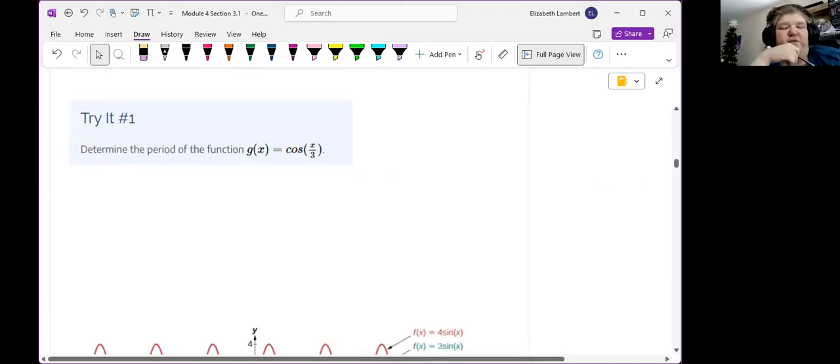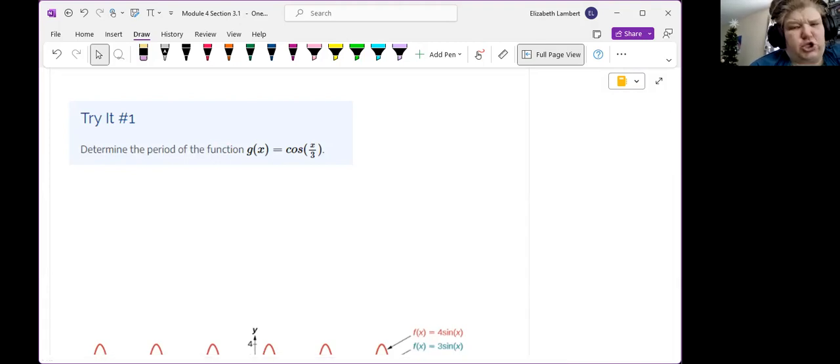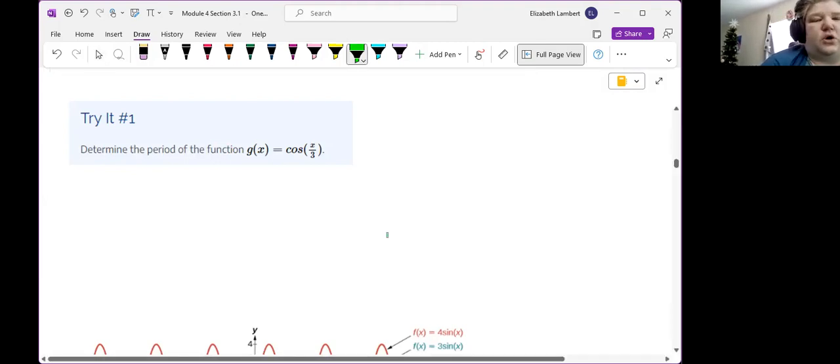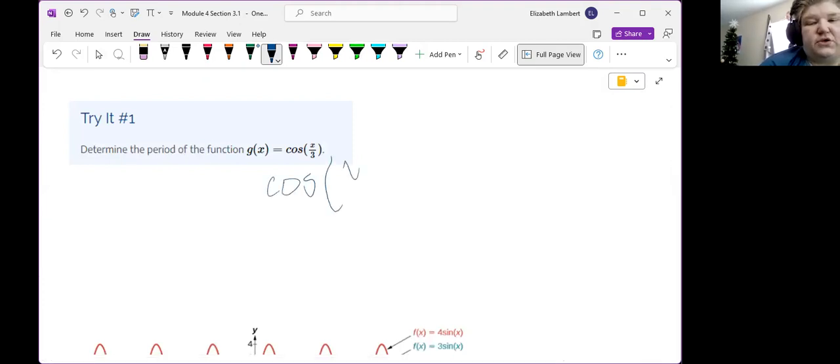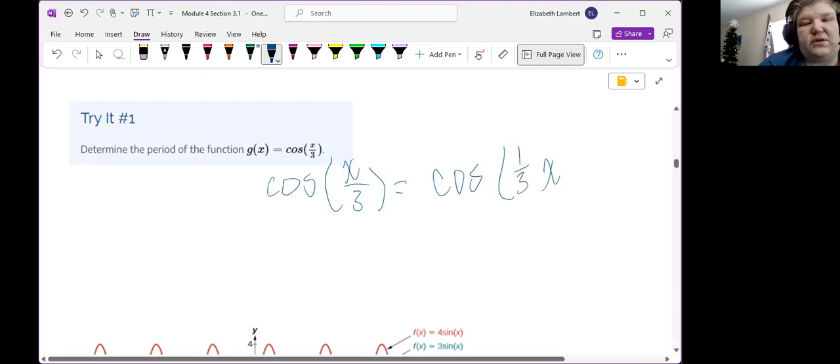Okay, so our first try it here is determine the period of the function. So we need to identify our b value. Cosine of x over 3 can be written as the cosine of 1/3 x. So that 1/3 is our b.